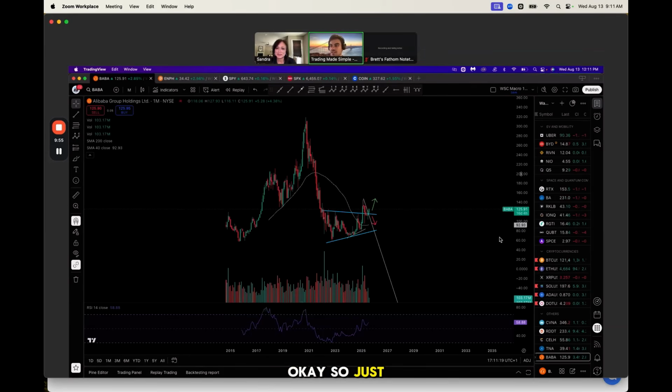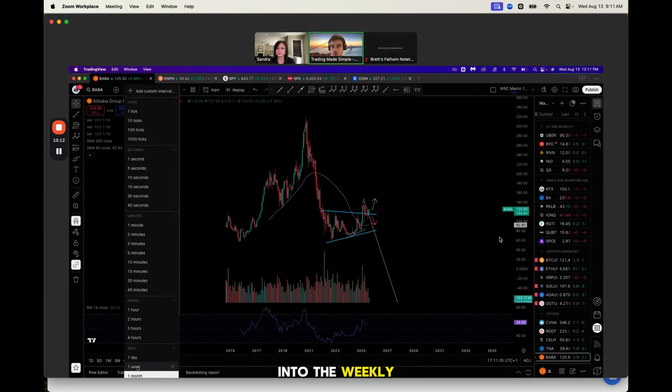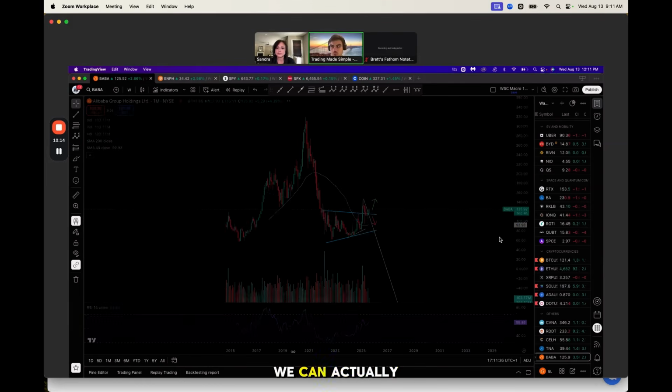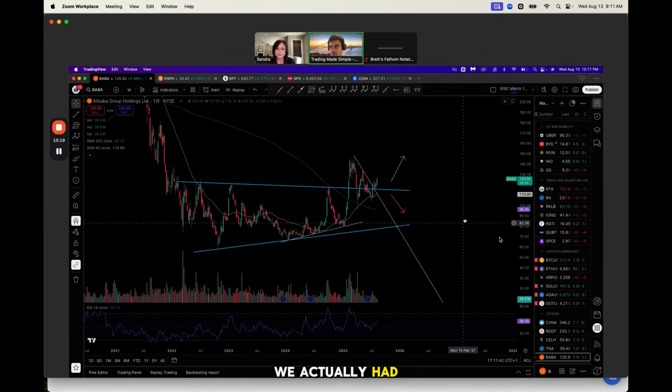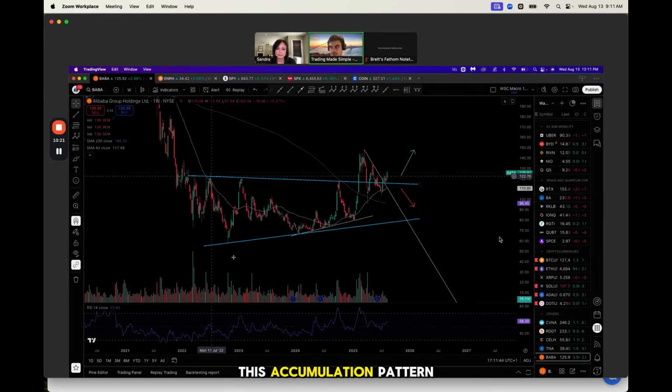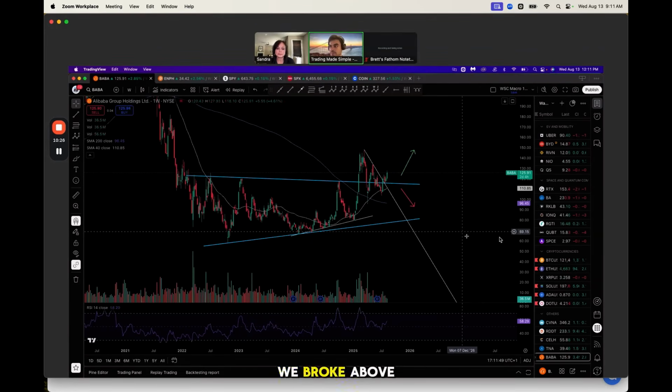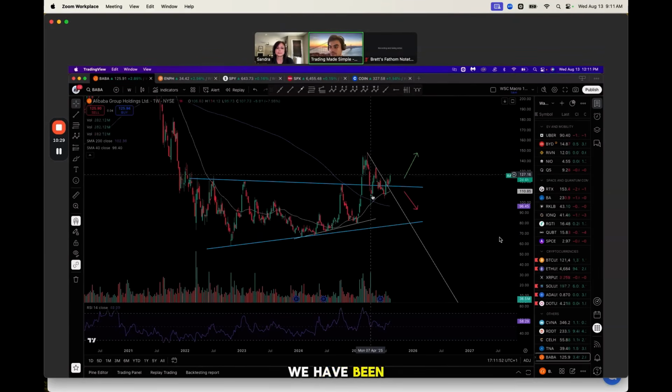Okay, so just starting here in the monthly time frame, Alibaba looks like we had a big correction after that pandemic market. And this initially seems to be an accumulation phase here, a potential stage 1 of accumulation. When we go into the weekly chart, we can actually see the same pattern developing. We actually had a break above this accumulation pennant pattern, like a rectangular pennant pattern, right? We broke above that level, and we have been retesting it.